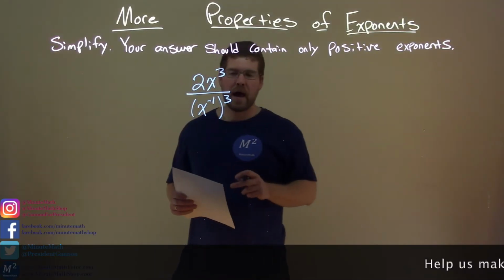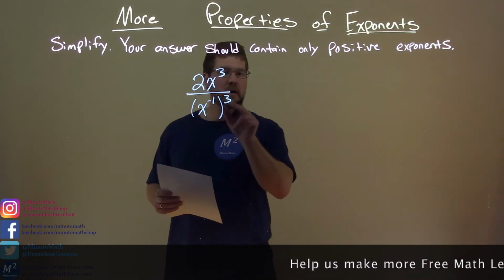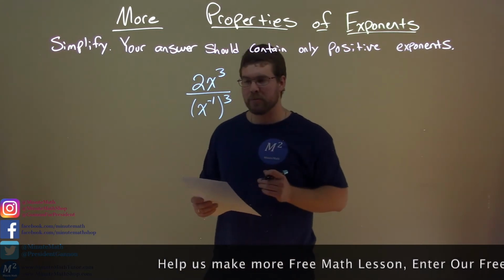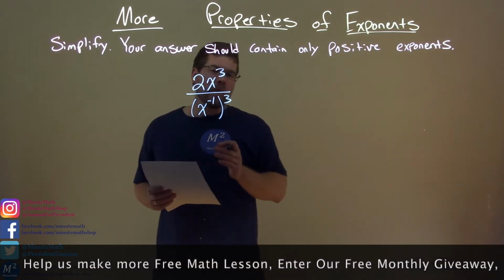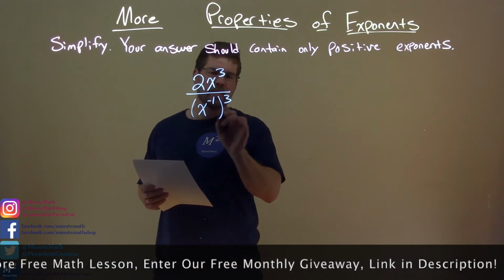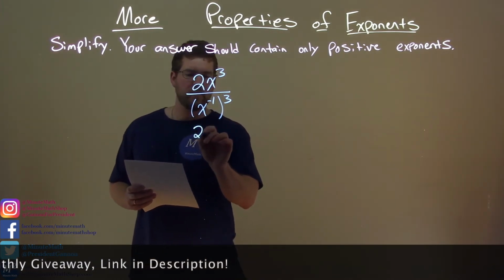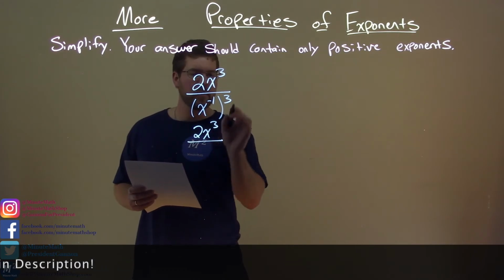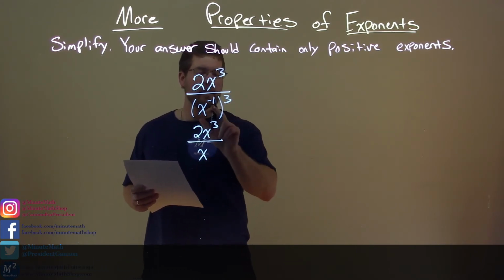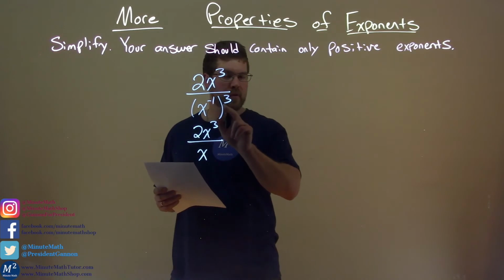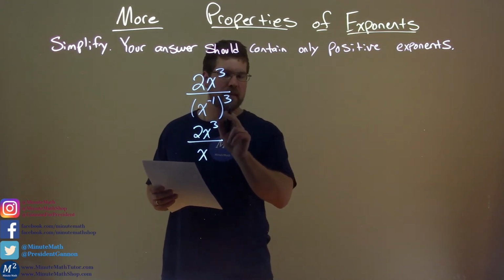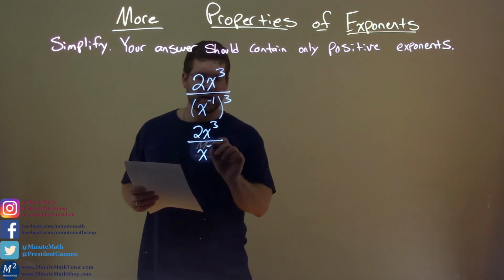2x to the 3rd power over x to the negative 1, all to the 3rd power. Well, what do I want to do here? This denominator, I want to simplify first. So we'll keep the numerator, 2x to the 3rd power, but the denominator, we have x to the exponent, negative 1 times 3. We multiply these exponents when it's raised like that. Negative 1 times 3 is a negative 3.